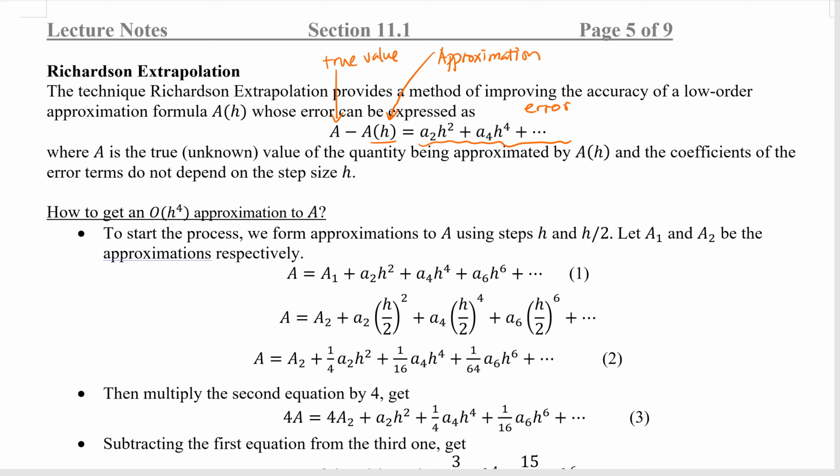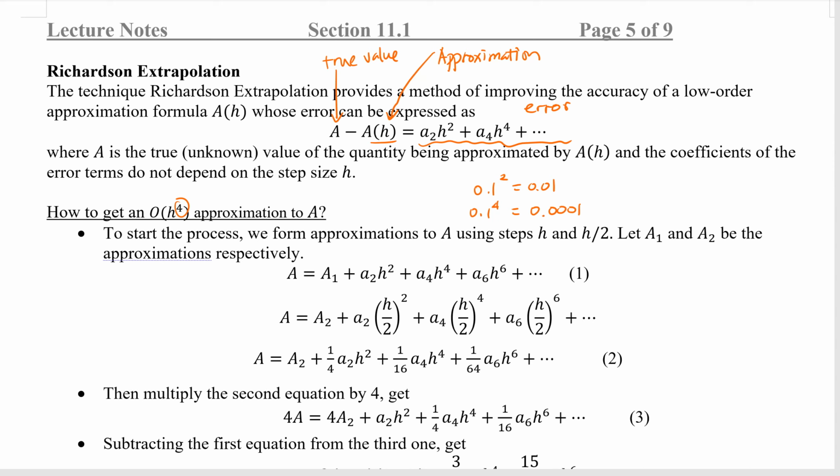Then how do we get a fourth order error approximation to A? By the way, remember if the degree of the h term is higher, the error is actually smaller because the step size is usually very small. Think about 0.1 squared is 0.01, but 0.1 to the fourth is 0.0001. So the higher the degree, the smaller the error. Okay. So to start the process, we form approximations to A using steps h and h over 2.